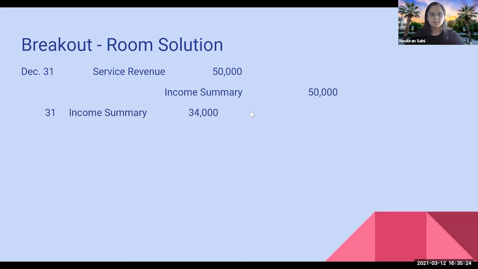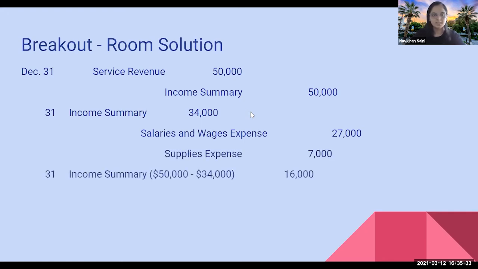And opposite for the expenses, debit income summary and credit all the expenses, which is salaries and wages 27,000, 7,000 supplies expense.